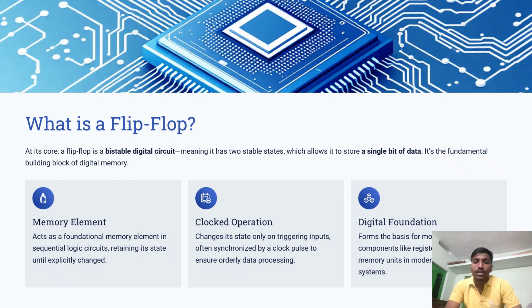Clocked operation: it changes its state only on triggering inputs, often synchronized by a clock pulse to ensure orderly data processing. Digital fundamentals: it forms the basis for more complex digital components like registers, counters, and memory units in modern computing systems.